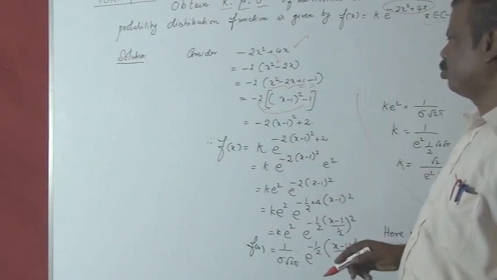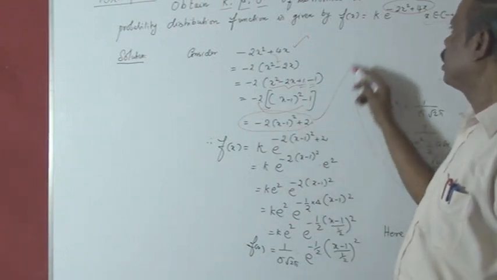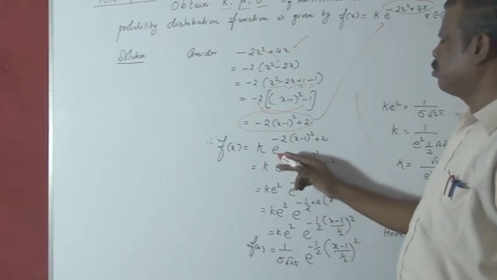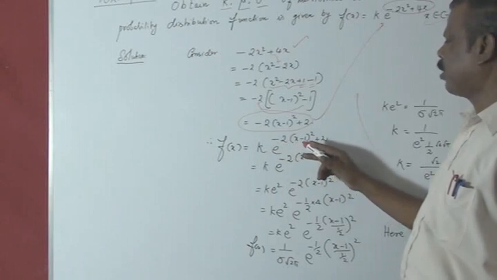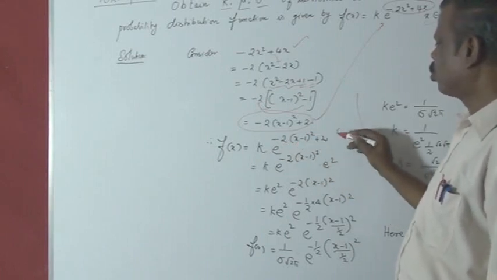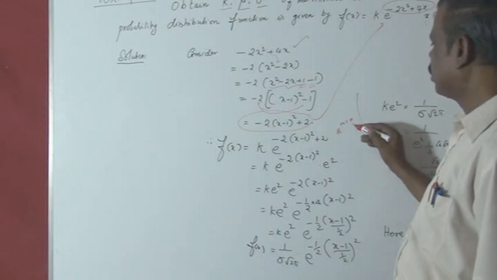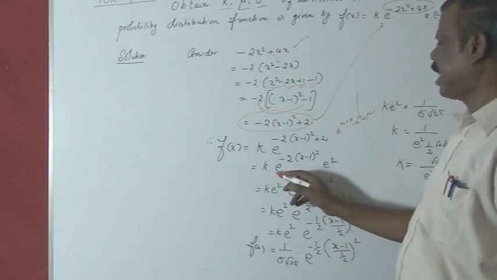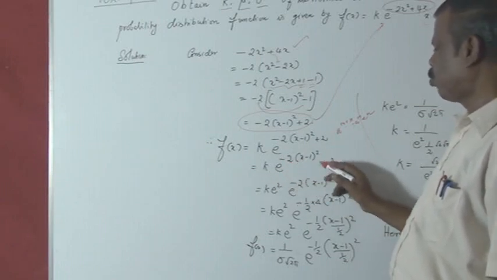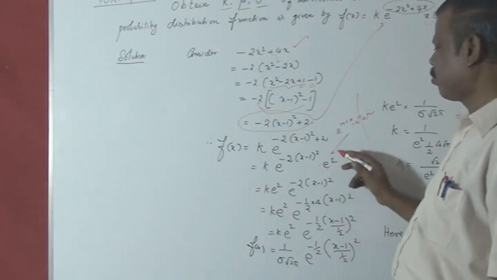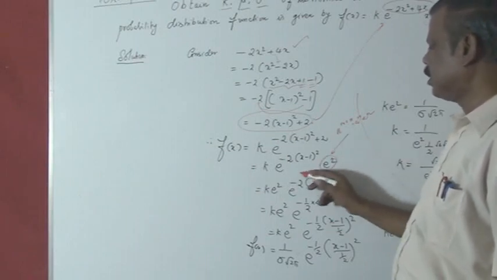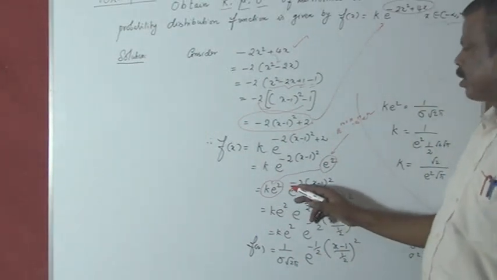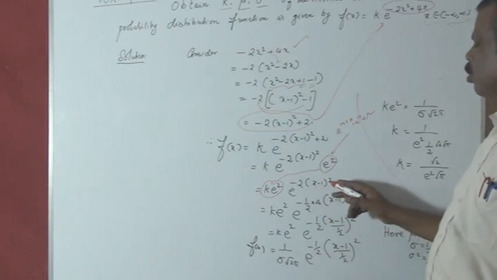plus 2. So substituting this in the above given function, that is f of x is equal to k into e power minus 2 into x minus 1 the whole square plus 2. So what is a power m plus n, which is nothing but a power m into a power n. So in this way we can rewrite this as k into e power minus 2 into x minus 1 the whole square into e square, applying this formula. So e square is a constant. You combine with the k, therefore k e square e power minus 2 x minus 1 the whole square.